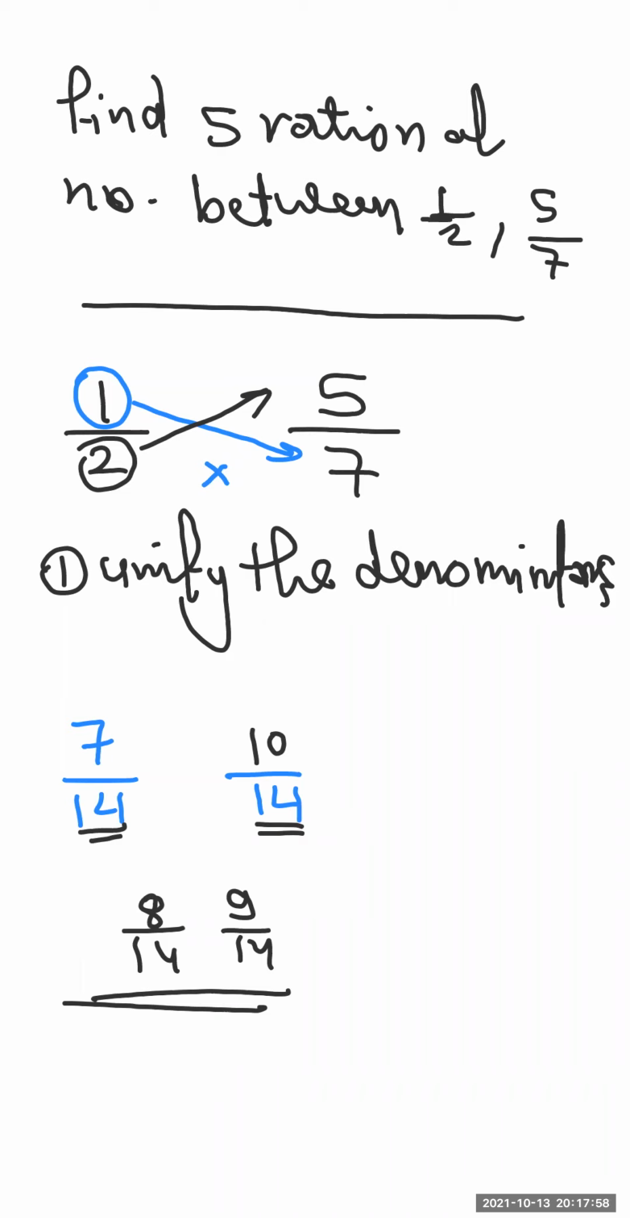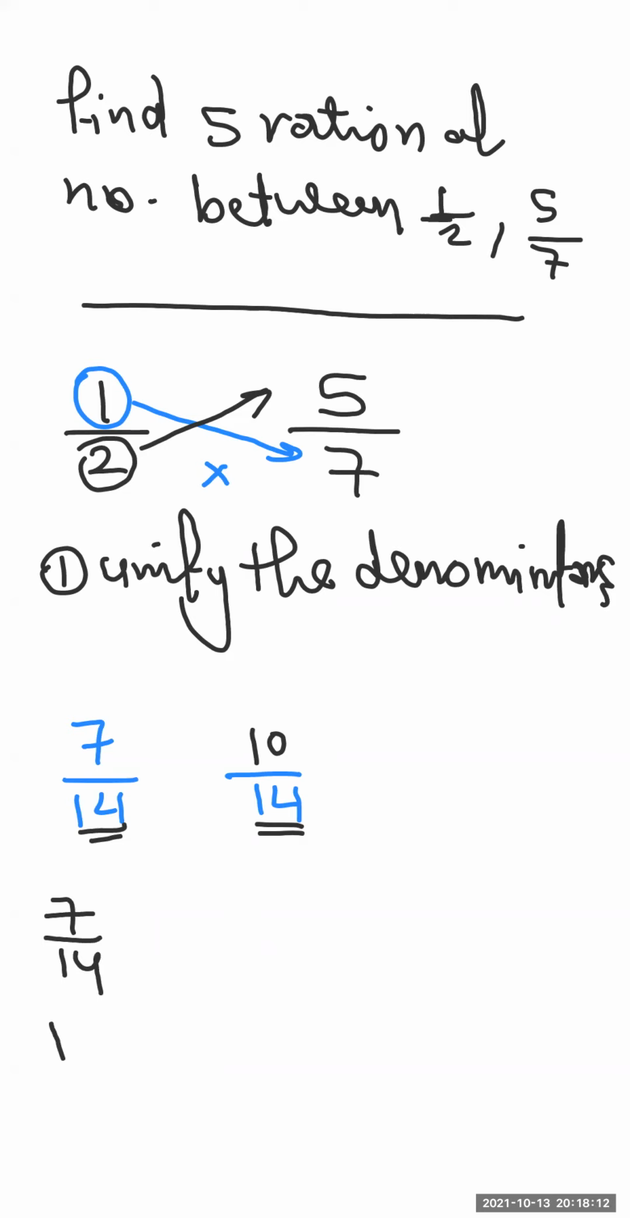By 10 you will get a huge amount of numbers between the two numbers. So instead of writing the two numbers and then continuing, the first number will be 7/14, and the second number will be 10/14.